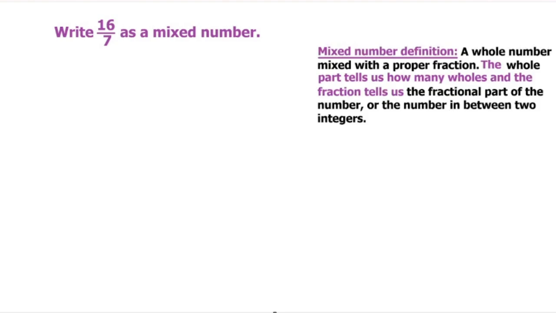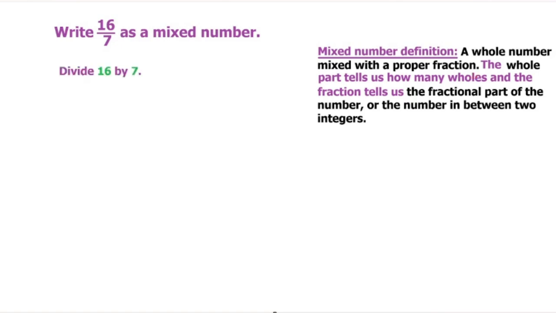So let's first understand the definition of a mixed number. It is a whole number mixed with a proper fraction. A proper fraction would have a smaller numerator and a larger denominator, not like this, which is the other way around. The whole part tells us how many wholes, and the fraction tells us the fractional part of the number, or the number in between two integers. Okay? So we're going to go through the whole thing in detail so you'll understand it very well.